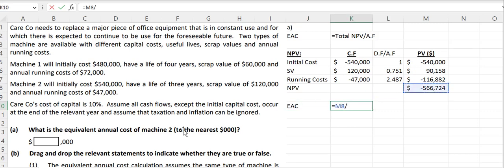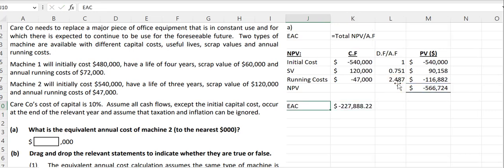For equivalent annual cost, we need to pick up this NPV and divide it by the annuity factor equal to the number of years, 3 years, right? In this case it's 3 years. So we have already calculated the annuity factor for 3 years, so we'll just simply use this one. So I'll just divide NPV by this annuity factor, and here we go. We've got the equivalent annual cost.